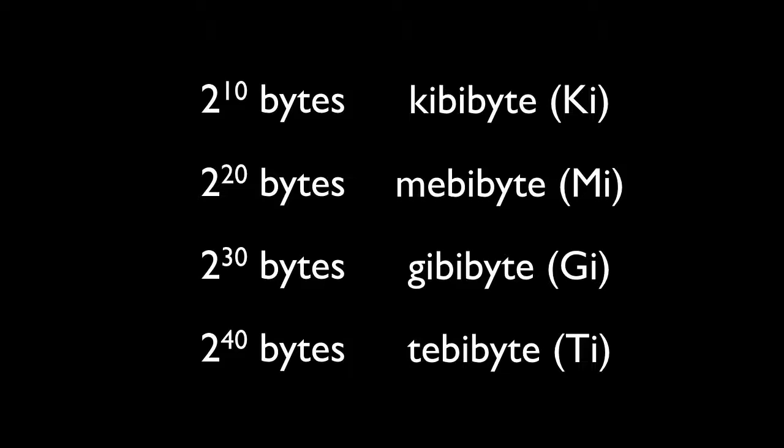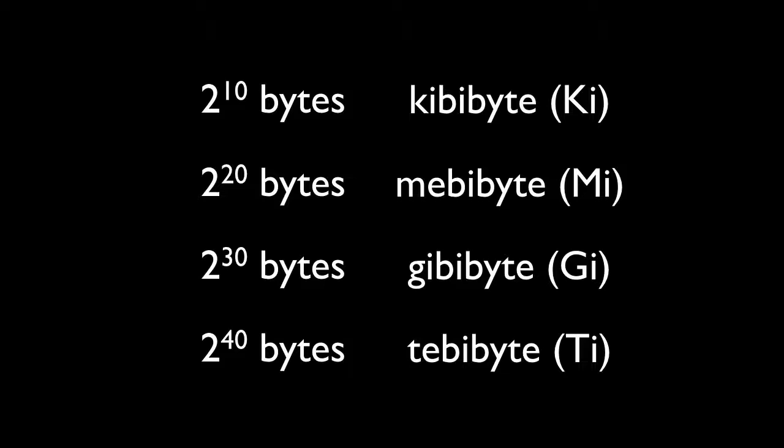2 to the 20th bytes, which is roughly about 1,000,000, I don't remember the exact number off the top of my head, it's more, is a mebibyte. 2 to the 30 bytes is roughly 1,000,000,000. It's actually bigger by, I think, like 3%, is a gibibyte. And 2 to the 40th bytes, which is, again, 3 or 4% higher than a terabyte, is a tebibyte.